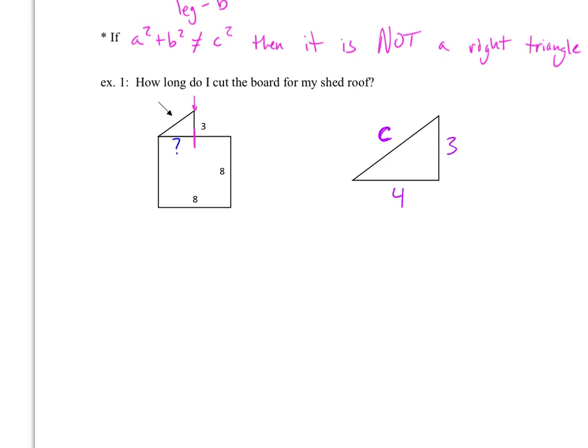So let's plug the numbers in and figure out what we need to do. My formula, this is what you're going to write for your assignment because we have to make sure we're using the right formula. You're going to write a squared plus b squared equals c squared on your homework page when you do one of these problems. Do we know what a is? Yes, 3. So we have 3 squared plus, do we know what b is? It's 4. 4 squared. Do we know what c is? No, so we're just going to have c squared here.